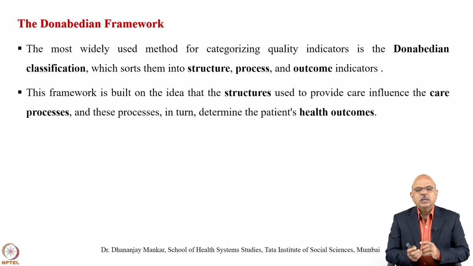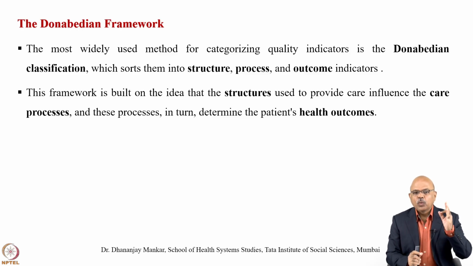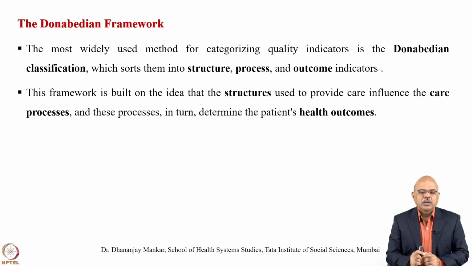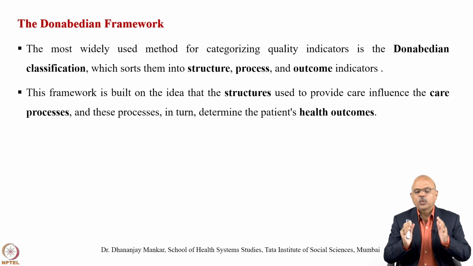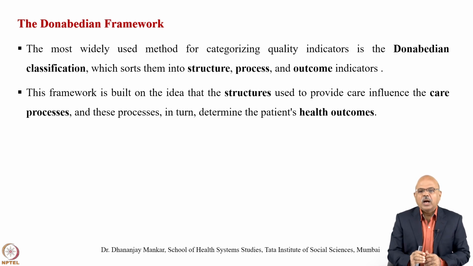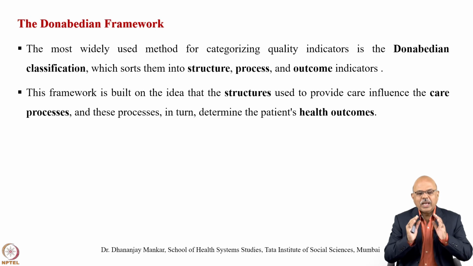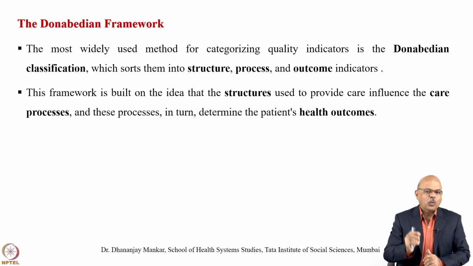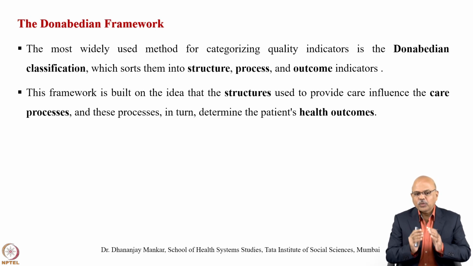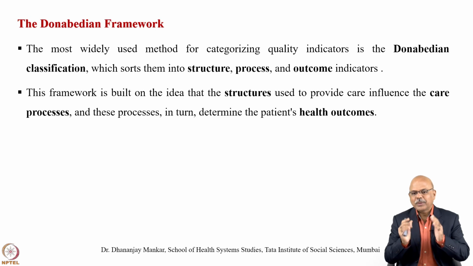So when you see the comparison that you have to take up with these two classifications, the Donabedian framework is most widely used as an indicator. That is the classification which works on sorting the structure, process and outcome indicators. The entire framework that we have studied in the Donabedian model builds on the ideas of the structure, used widely to provide the care influence in the processes part. And this process in turn will determine the patient's outcome.